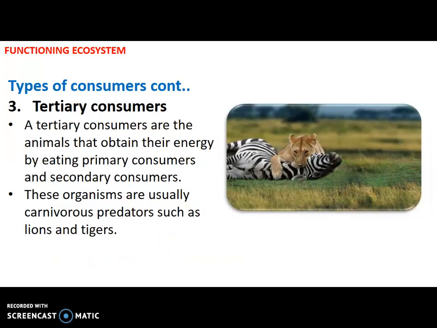Now we have the third one, which are the tertiary consumers that are found at the apex, at the peak of the other consumers. These are organisms that we call carnivorous predators because they feed on either herbivores or omnivores. They depend on these two for them to survive. They depend on the primary consumers and secondary consumers. Examples of such organisms are the lion and the tiger.